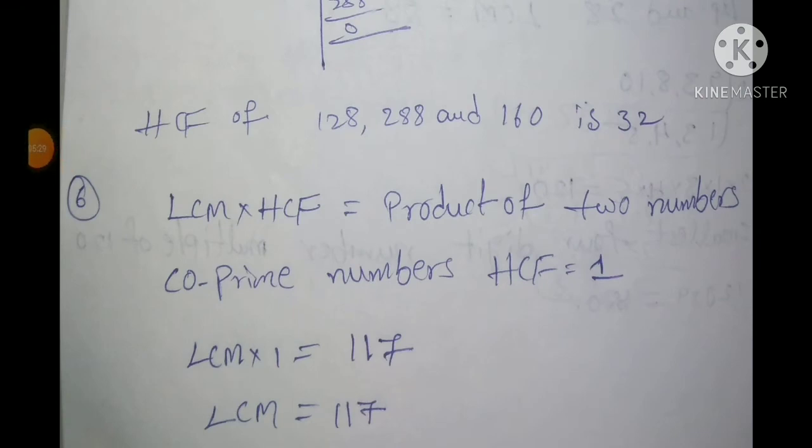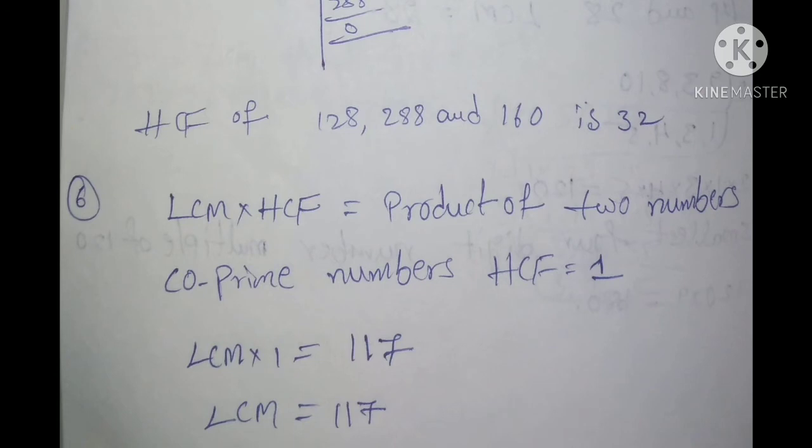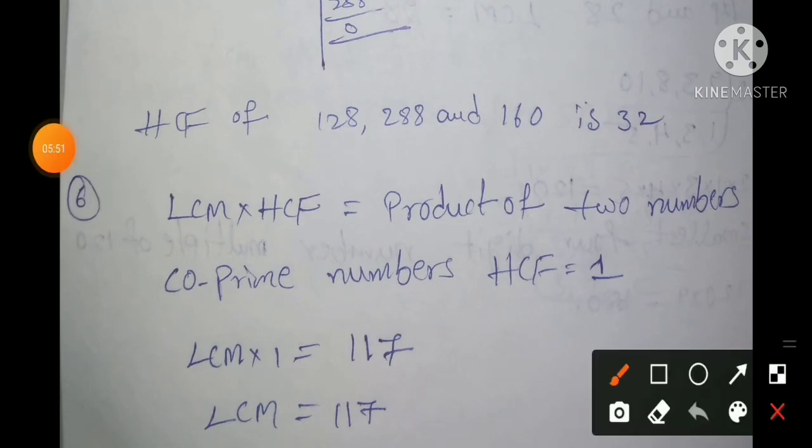If the product of two co-prime numbers is 117, their LCM will be. Here co-prime means HCF is 1. Okay. Co-prime means the HCF is 1. So LCM into HCF equals the product of two numbers. So LCM into HCF, HCF is 1, so LCM equals the product of the two numbers, which is 117. The answer is 117. Okay.